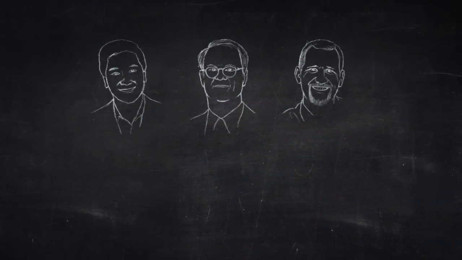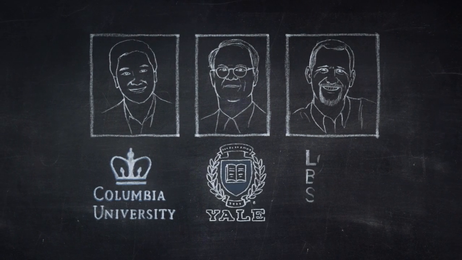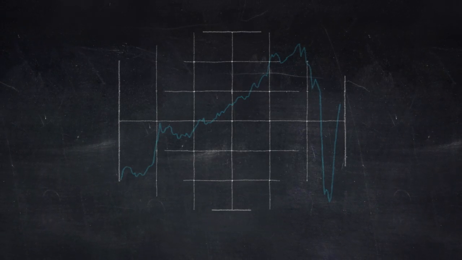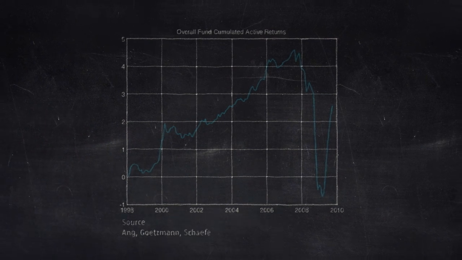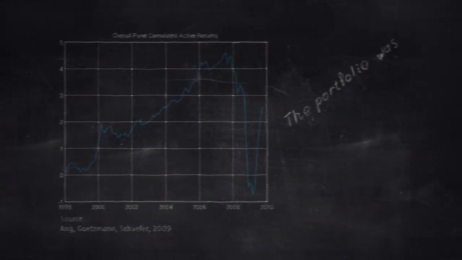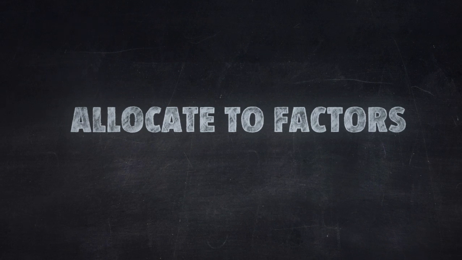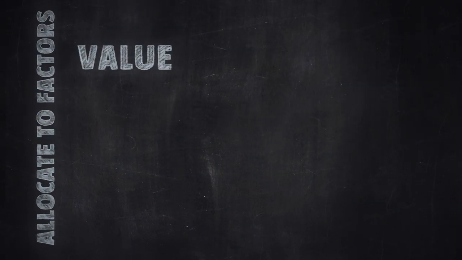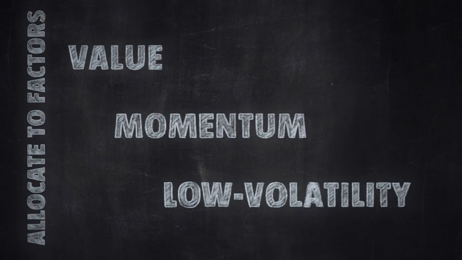The investigation into the fund's performance was headed by three famous academics, Ang, Goetzmann, and Schaefer. They found that its performance was largely explained by exposure to different factors, something the fund was not aware of at the time. The active portfolio suffered a large, dramatic dip. Many of the different asset classes had exposure to the same factors. The portfolio was therefore not well diversified at all. These three academics advised the Norwegian government to explicitly allocate to factors instead of assets. Professional investors around the world faced similar problems with diversification and were open to new approaches.